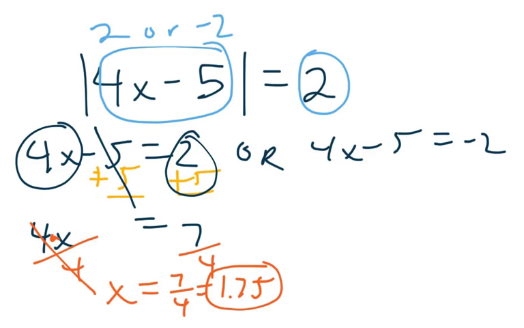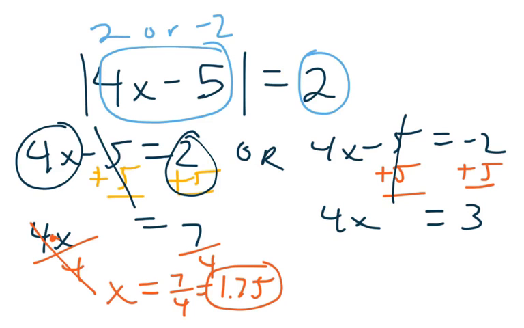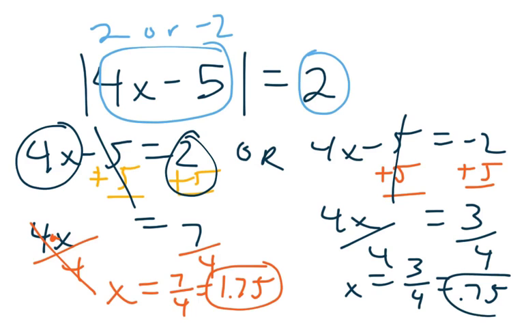So now let's solve the other equation. Again, I'm going to add 5 to both sides to get rid of minus 5. 4x is going to equal 3, dividing by 4. I know x is going to be 3/4, which equals 0.75 on your calculator. So pause the video if you need to.